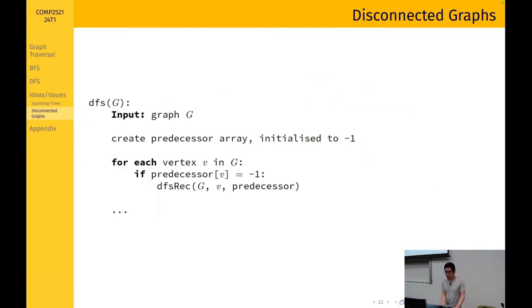Okay, so that is the pseudocode for that. So what are we doing here? We are creating our predecessor array. And now, instead of just calling the recursive helper function on a starting vertex, we actually use a loop. For each of the vertices, if the vertex hasn't been visited yet, which is how we check it here, then we perform a DFS from that vertex. And here we're using DFS, but of course you could also use BFS if you wanted.